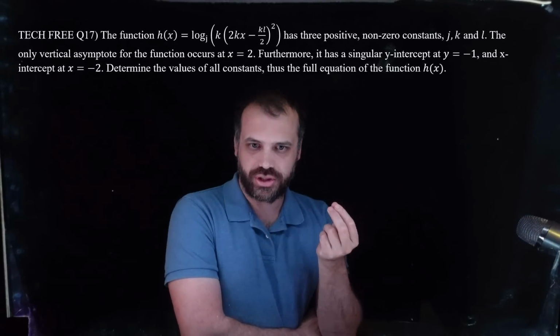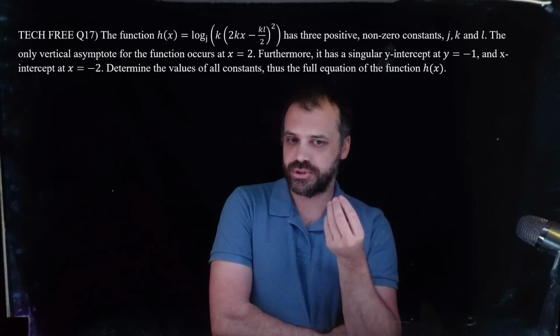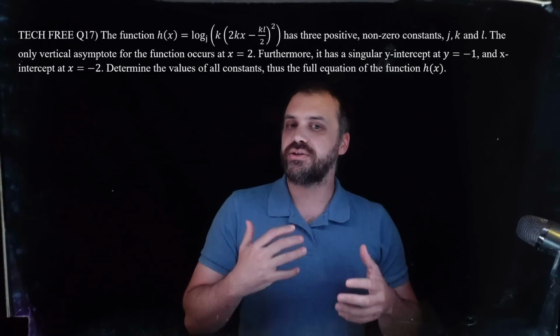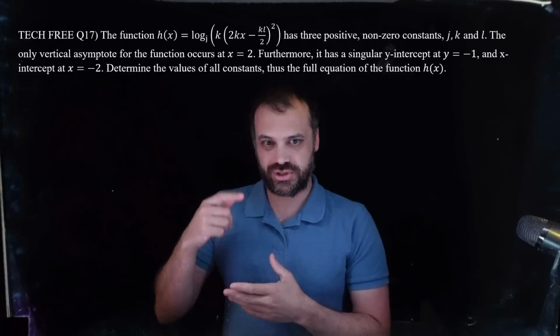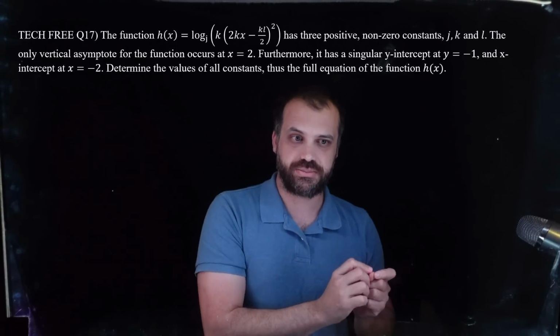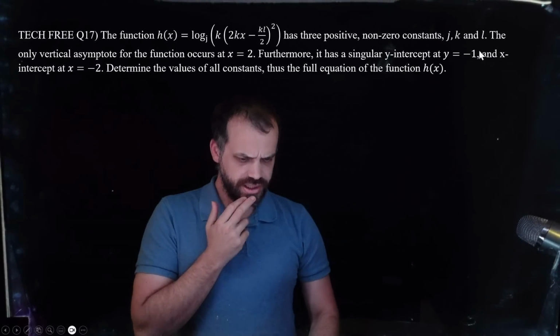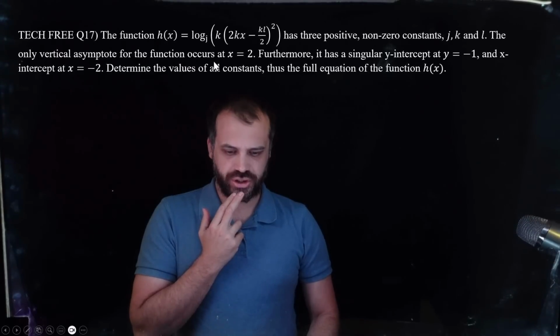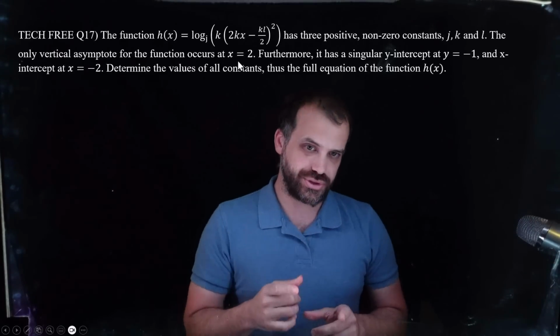And the order in which I do it is not necessarily the order I would do it in an exam. Maybe I'd change up the order, but don't be under the impression that with complex unfamiliar questions, I'm some sort of person that can just see this is the first thing that must be done. Okay. Now, it does say the only vertical asymptote for the function occurs at x equals 2.